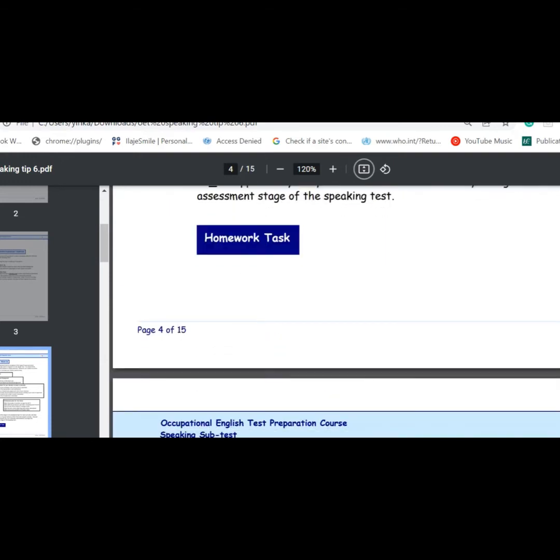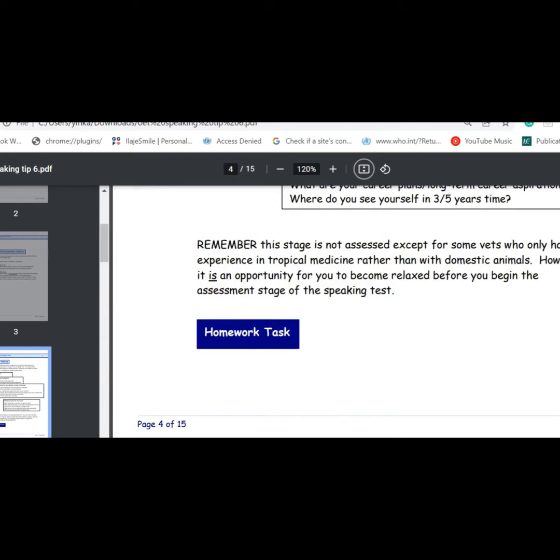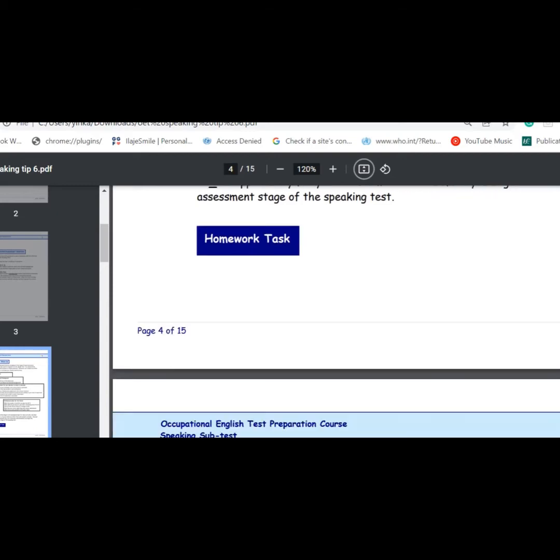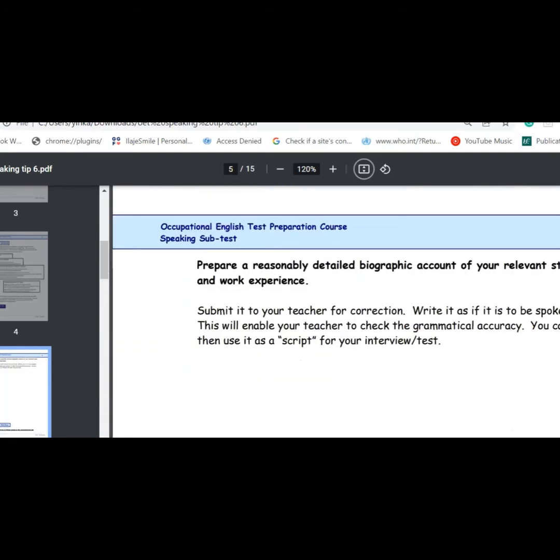Remember, like I said, this is not scored. This stage is not assessed, except for some vets who only have experience in tropical medicine, but for veterinary medicine this will be used. Again, I need to acknowledge the author of this material, but it's very essential and very good for doctors. The warm-up also helps you to relax your mind and get the feel of the examination.